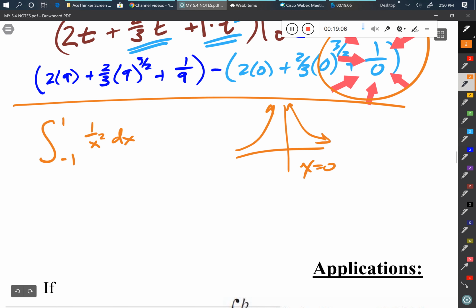It has a vertical asymptote, however you want to say that. There's an issue. I can't do it. There's a hole in the domain. The function doesn't exist at 0. So it's not good on the interval from negative 1 to positive 1. So I shouldn't be able to do it.